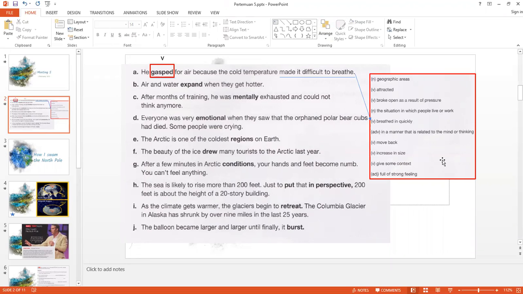Increase in size. Increase in size, ya. Masuk ke sini dia.